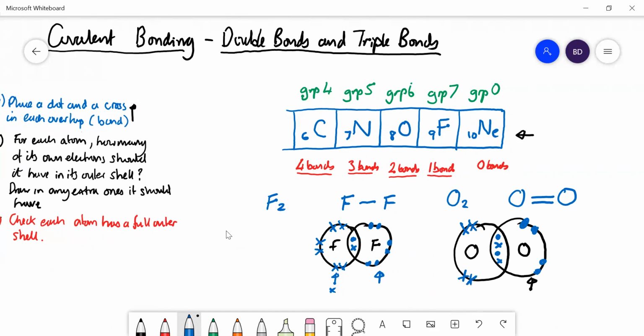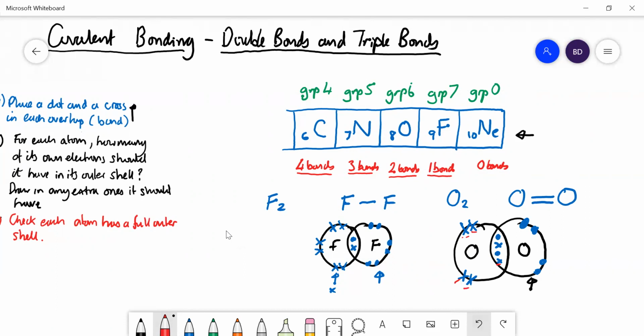Okay, so there we have it. Final step: check each atom has a full outer shell. Let's do that. Well, this oxygen thinks it's got 1, 2, 3, 4, 5, 6, 7, and 8. And the same with the other one. So that would be the correct dot cross diagram.